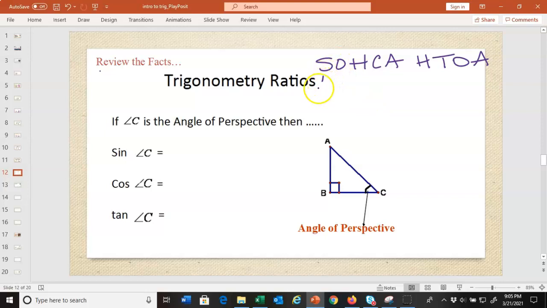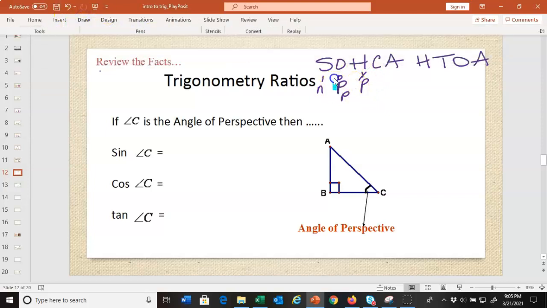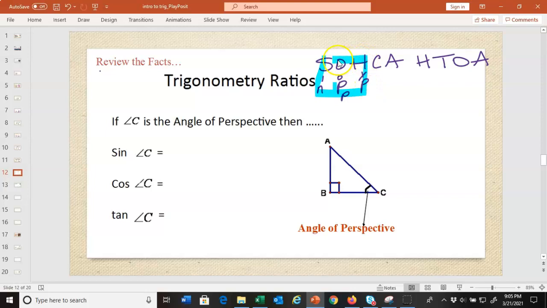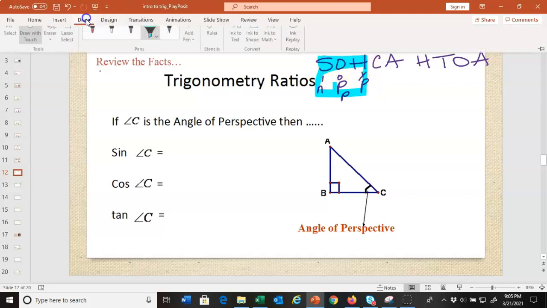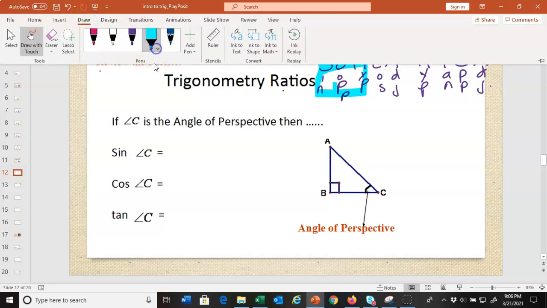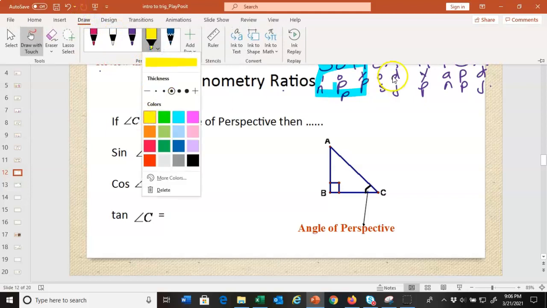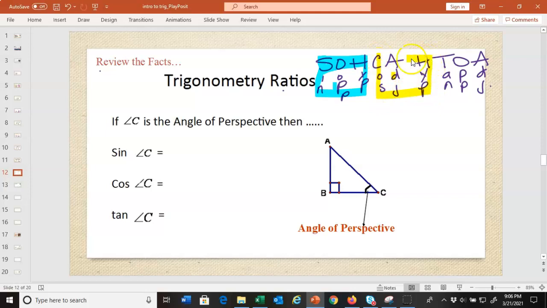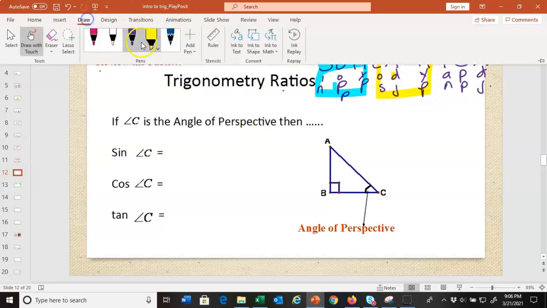S stands for sine. O is opposite over hypotenuse. See that? It's a way to remember the ratio of each. I love it so much. I use it every day. Cosine is adjacent over hypotenuse. Tangent is opposite over adjacent. Sohcahtoa. I guarantee you, you will never forget the trig ratios if you remember Sohcahtoa.